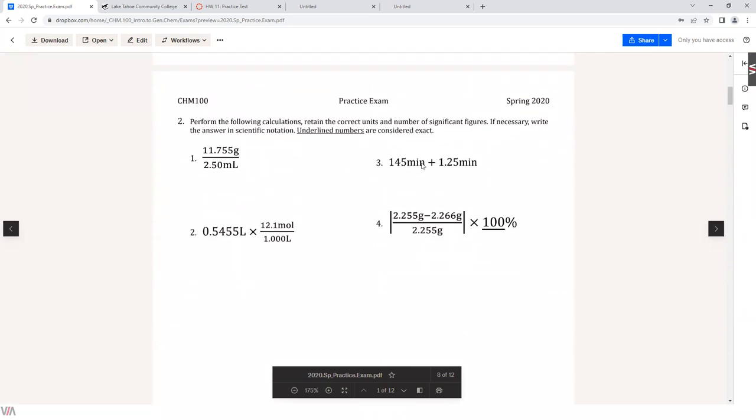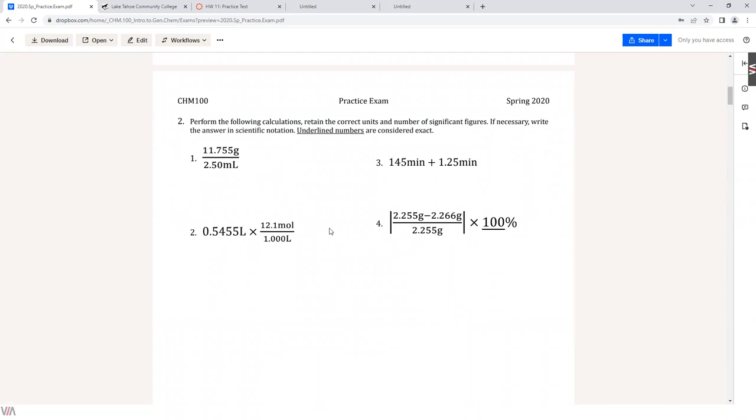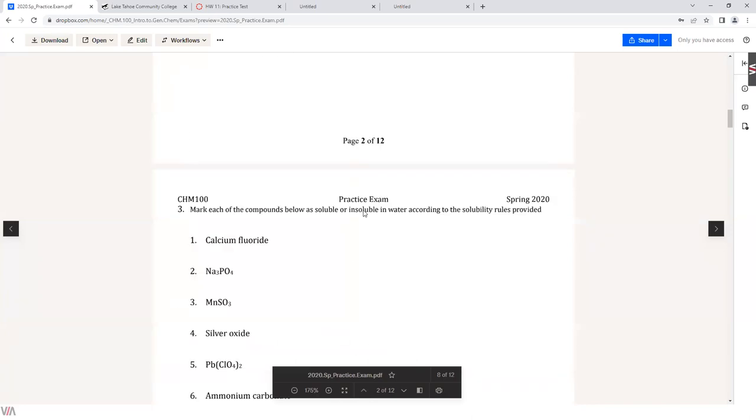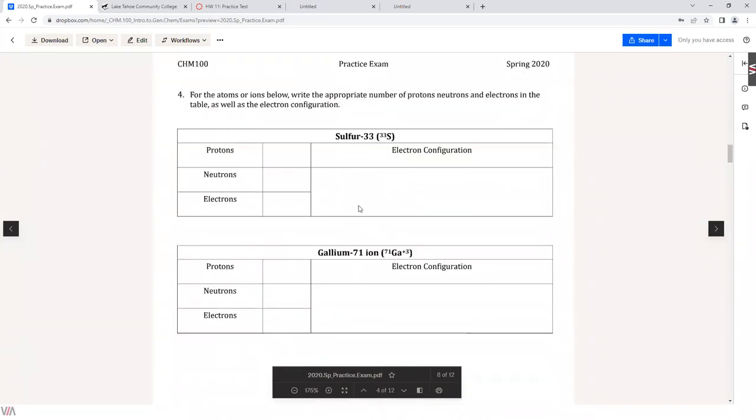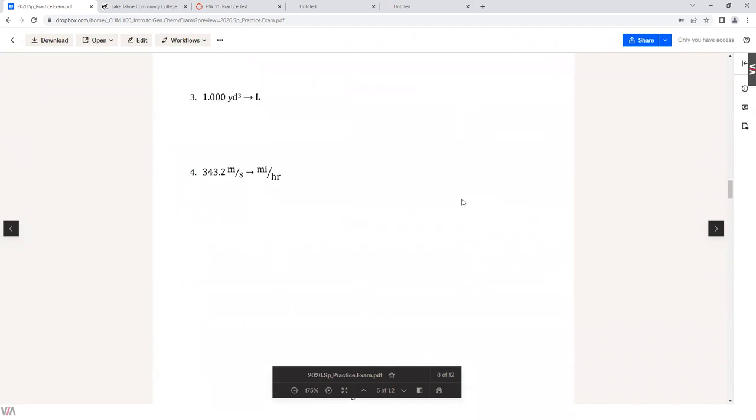And there's going to be 10% of it that's just do this algebra. What happens to the units? What happens to the sig figs? So sig figs are still coming back. There's a nomenclature one, count protons, neutrons, and electrons, and give me the electron configuration. The key will be available on Thursday. I think I have it set up to go on Thursday.